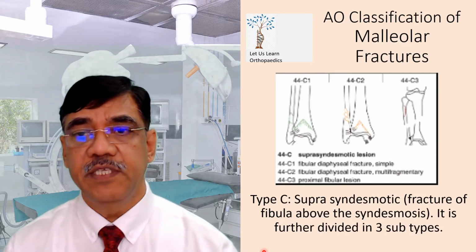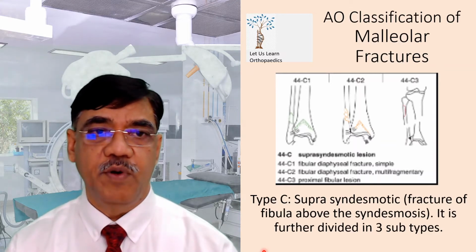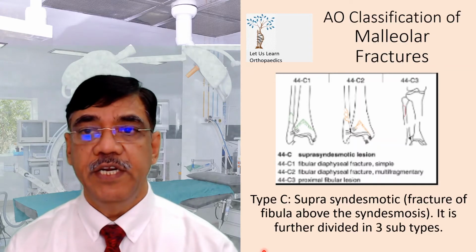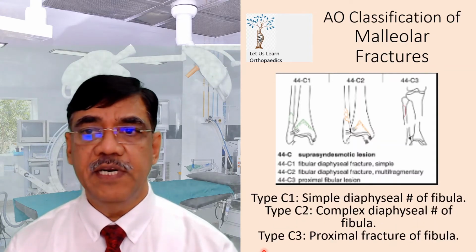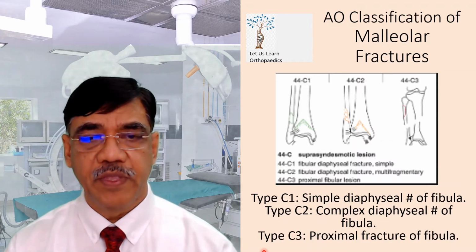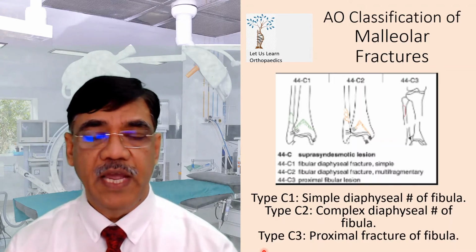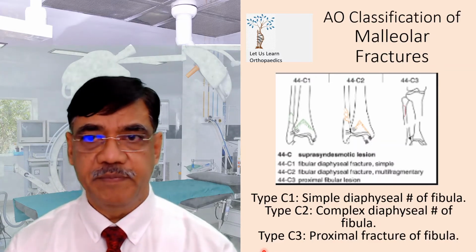Type C is a suprasyndesmotic lesion, a fracture of the fibula above the syndesmosis, and it is further subdivided into three subtypes. Type C1, simple diaphyseal fracture of the fibula. C2, complex diaphyseal fracture of the fibula, and C3, proximal fracture of the fibula.